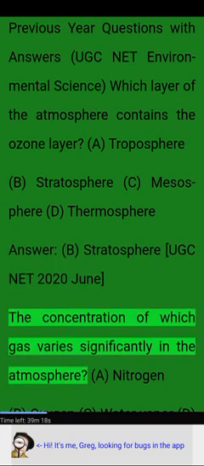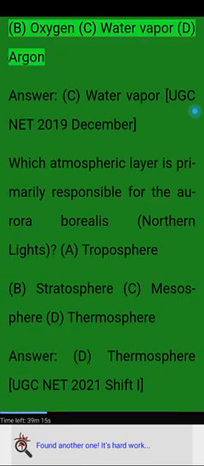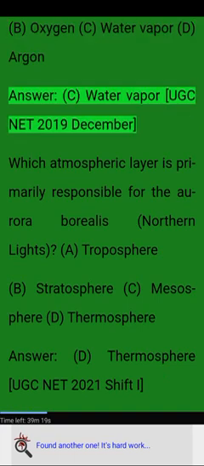The concentration of which gas varies significantly in the atmosphere? A. Nitrogen. B. Oxygen. C. Water vapor. D. Argon. Answer: C. Water vapor. UGC NET 2019 December.